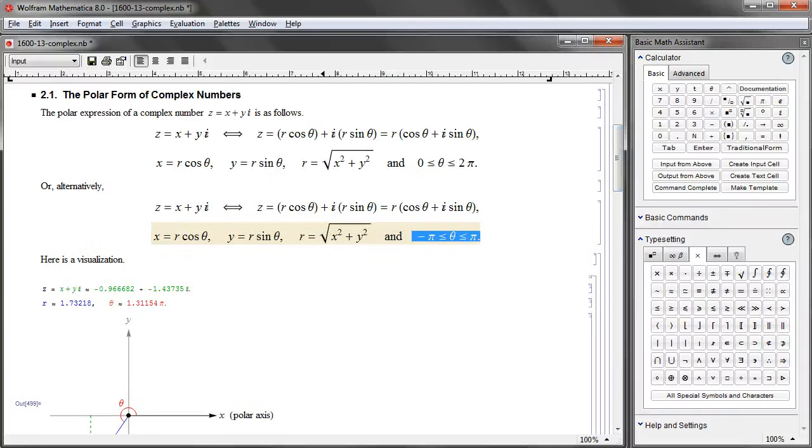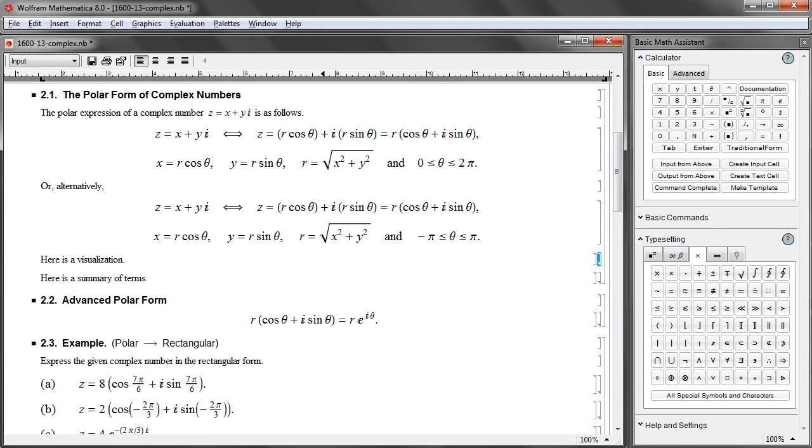Most of the time, though, we're going to restrict ourselves between 0 and 2 pi. At least that is the case for our textbook. So I'm not going to talk too much about this case, but I do not want to disregard it either, because after all, our textbook talks about this case sometimes too.